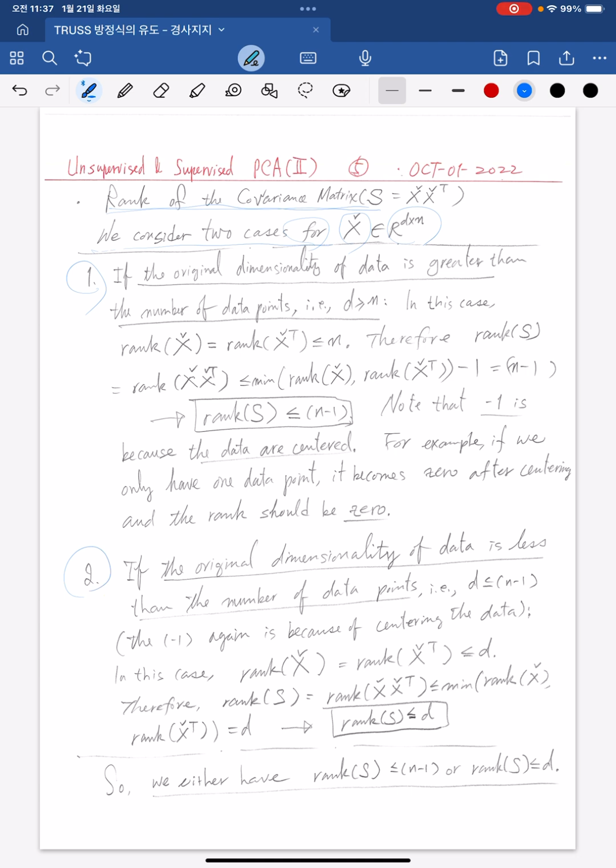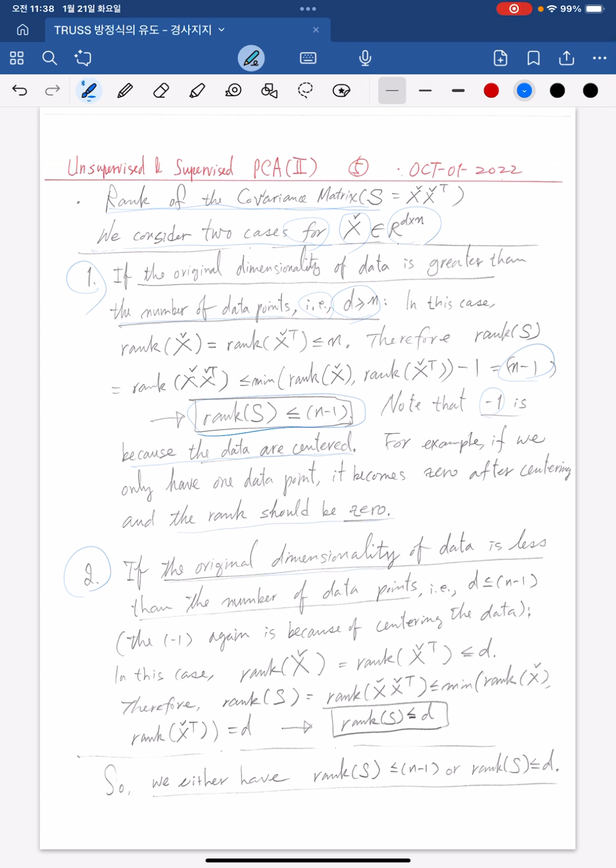The first case: if the original dimensionality of the data is greater than the number of data points, that is, d is greater than or equal to n. In this case, rank of x check transpose is less than or equal to n, therefore rank S is rank x check transpose minus one, so rank S is less than or equal to n-1. Note that the -1 is because the data are centered. By centering the data, one degree of freedom disappears. It becomes 0 after centering, and then the rank should be reduced.